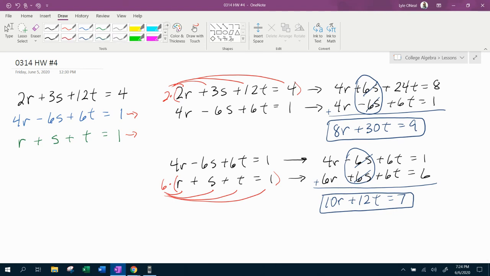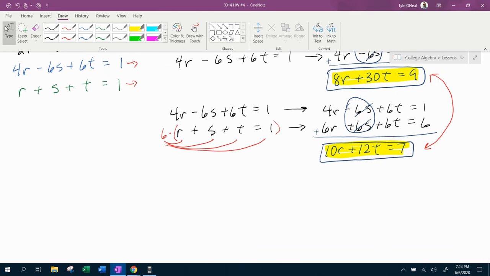And now what I want you to do is look at this equation here and this equation here. Notice that I now have 2 equations with the same 2 variables, r and t. And so now I've managed to knock this down to a system of 2 equations with 2 unknowns. Now I need to focus on getting either the r's to cancel or the t's to cancel. And so what we're going to do is bring that information over here.